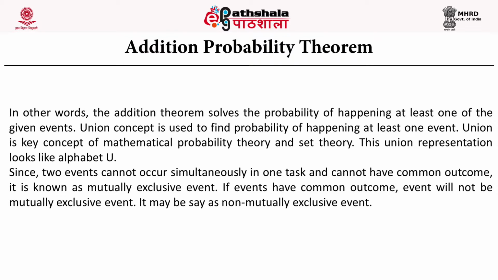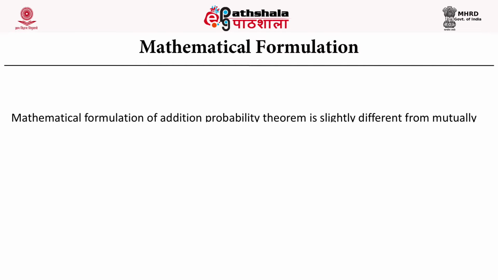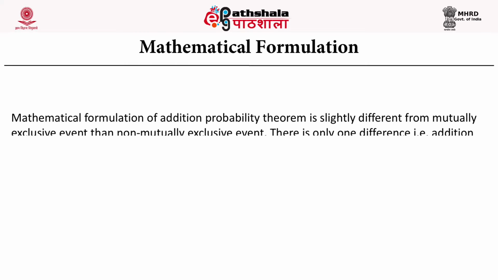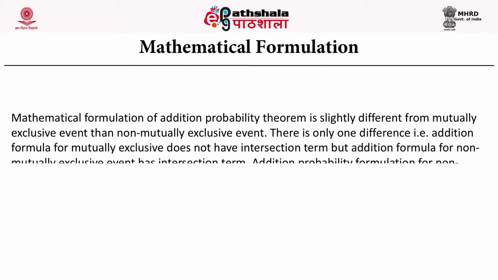Since two events cannot occur simultaneously in one task and cannot have common outcomes, they are known as mutually exclusive events. If events have common outcomes, they are not mutually exclusive events, and may be called non-mutually exclusive events. Now the mathematical formulation. The mathematical formulation of the addition probability theorem is slightly different for mutually exclusive events than for non-mutually exclusive events.